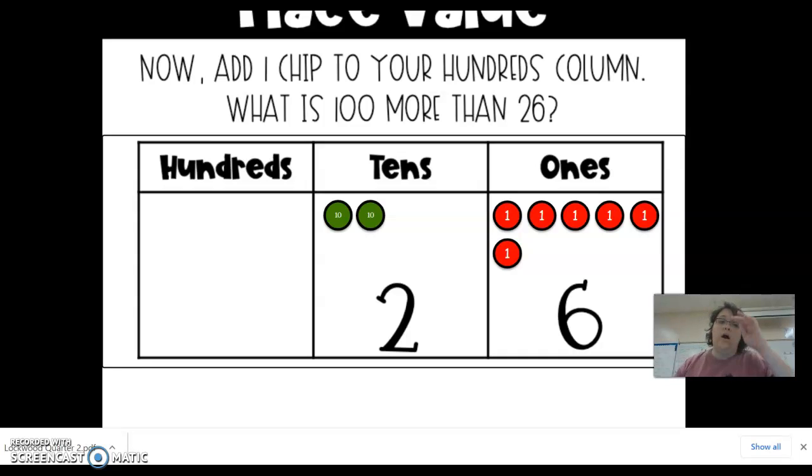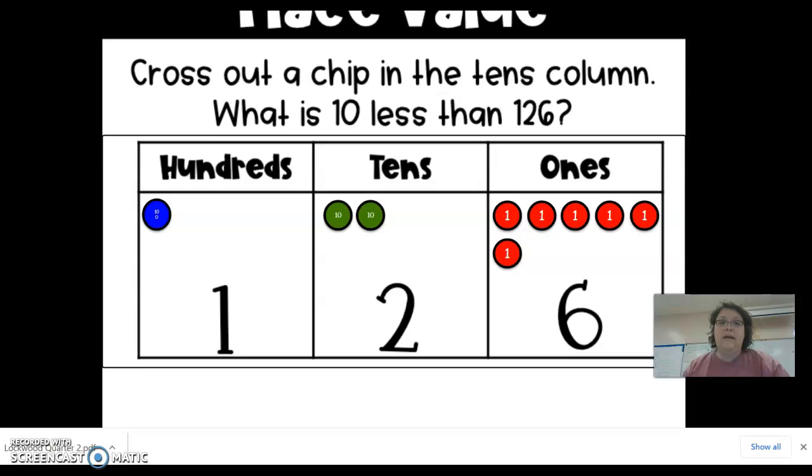Now we're going to add 100 to the hundreds section. Okay, we're going to put a 1 down there. And how do we say this? What is 100 more than 26? It is 126. Now we're going to cross out a chip in the tens column because we want to know what is 10 less than 126. What is 10 less than 126?